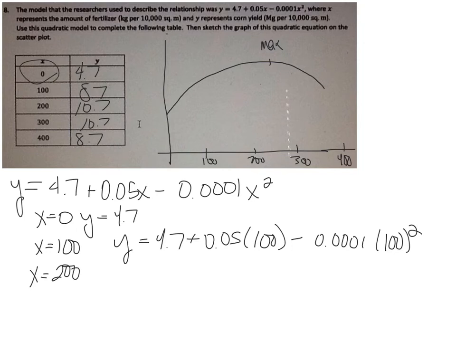So number 9, hold on. Number 9, based on this quadratic model, how much fertilizer per 10,000 square meters would you recommend that a farmer use on his cornfields in order to maximize the crop yield? Justify your choice. If you look at your table, for x equals 200, we have 10.7, and for x equals 300, we had 10.7. So somewhere in between there is our max point.